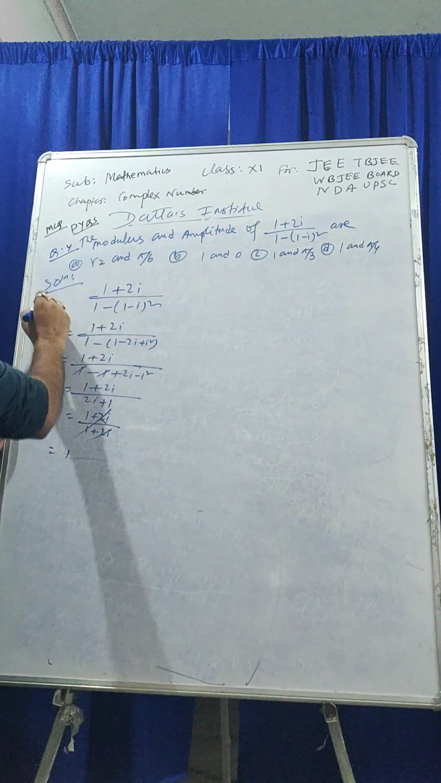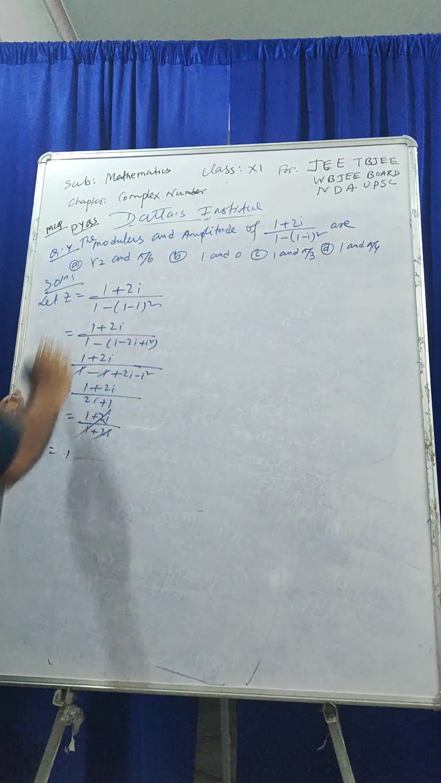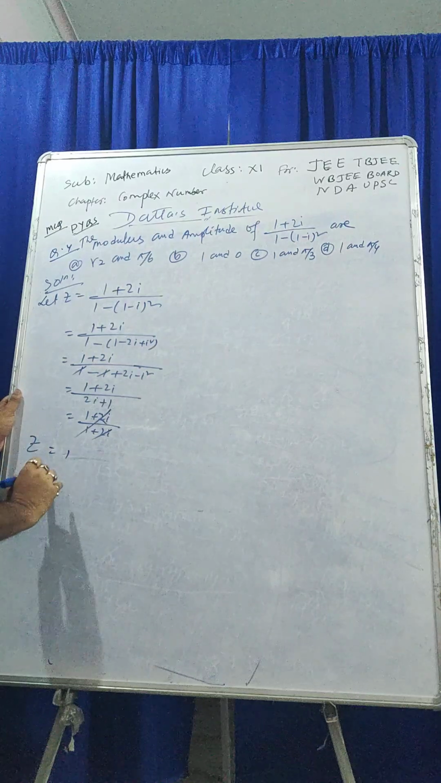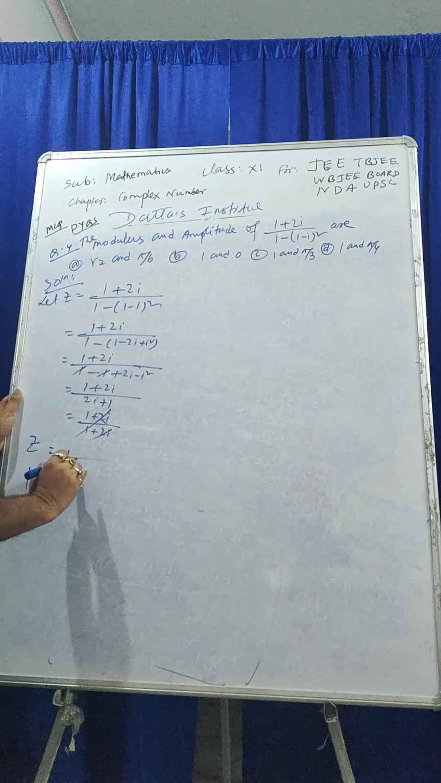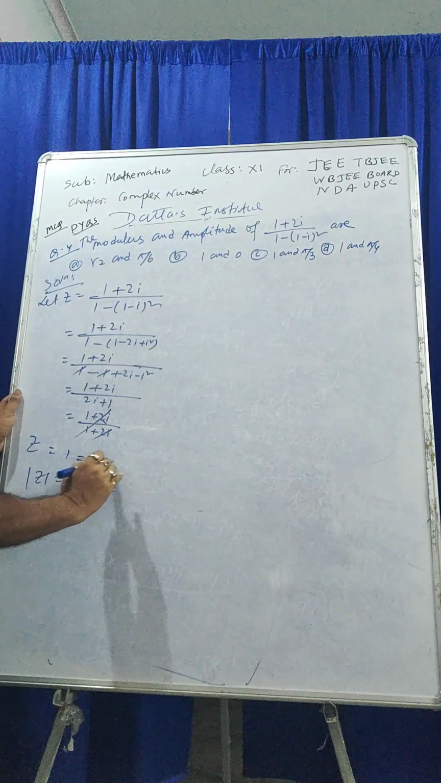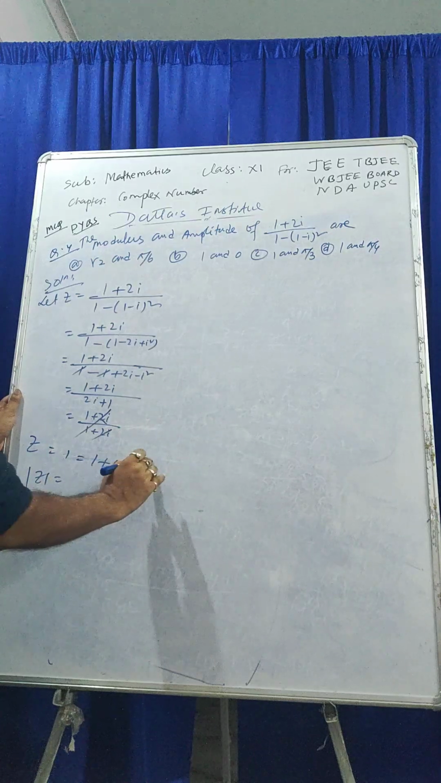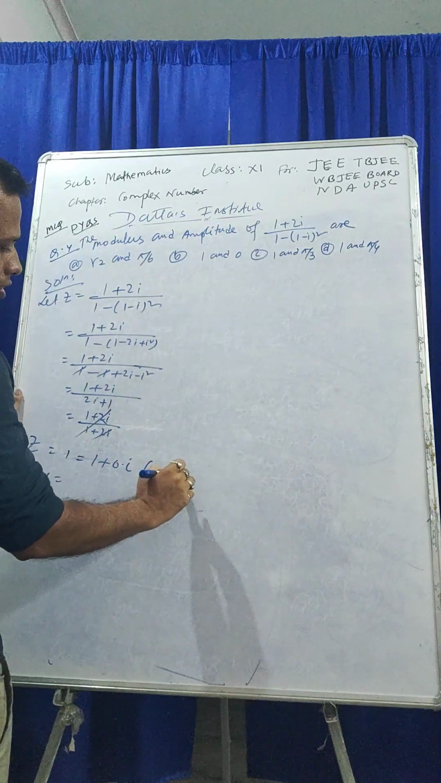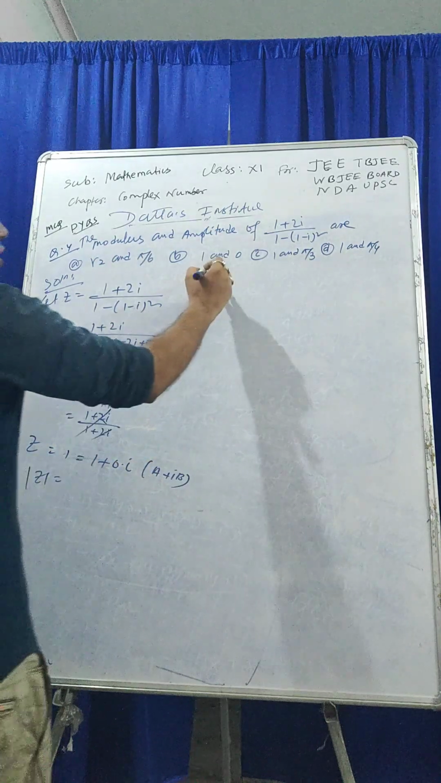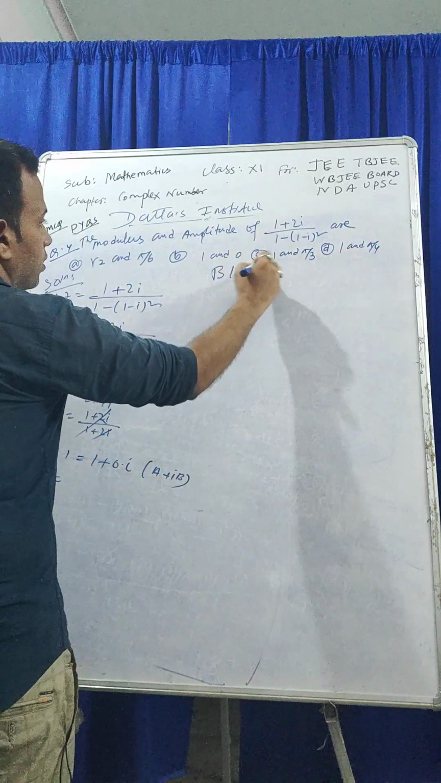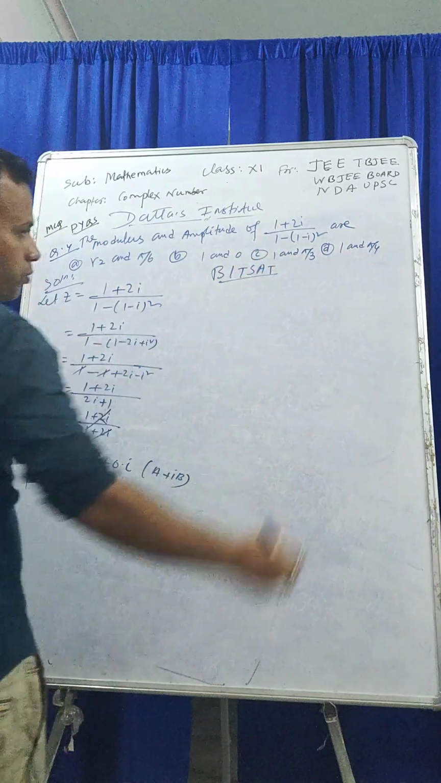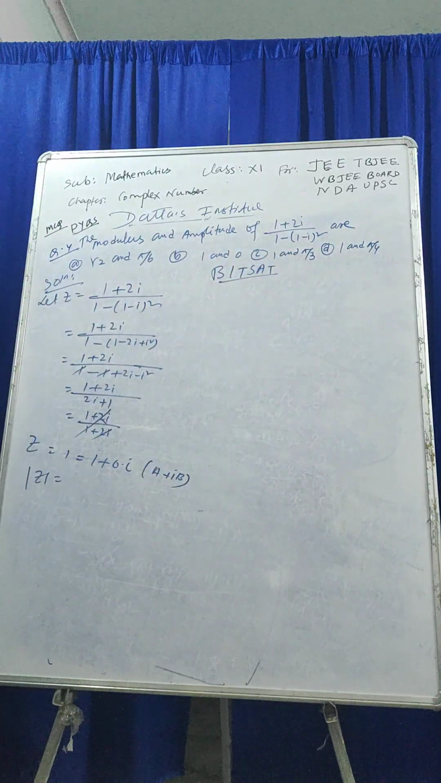So if I take this as a complex number, z is equal to 1. I can write it as 1 plus 0 into i, and it is in the form of a plus ib. Okay, this question came in the BITSAT engineering entrance exam.